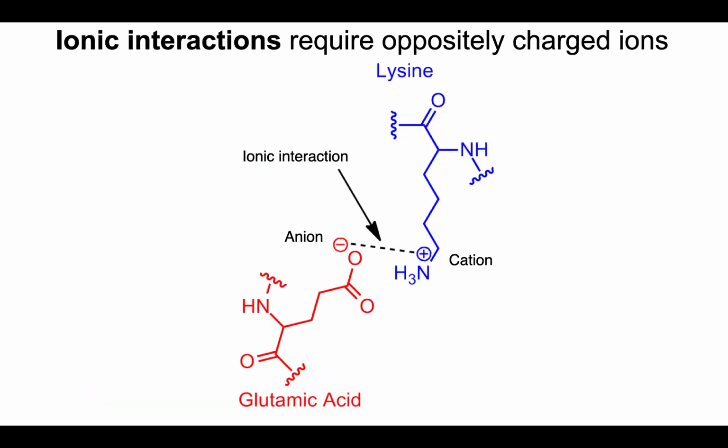First, ionic interactions. Very straightforward. Ionic interactions require oppositely charged ions. Remember, an ion isn't a partial charge. An ion has either more electrons than protons or less electrons than protons. So you're either going to have a net negative charge or a net positive charge. Okay, so here we have an anion, a negatively charged ion, and a cation, a positively charged ion.